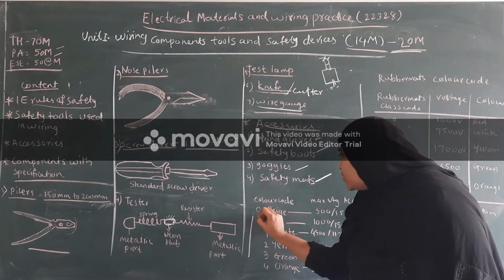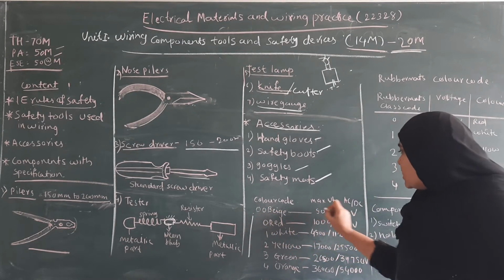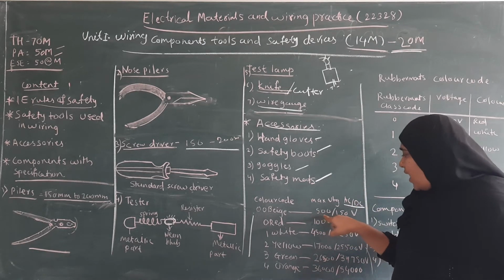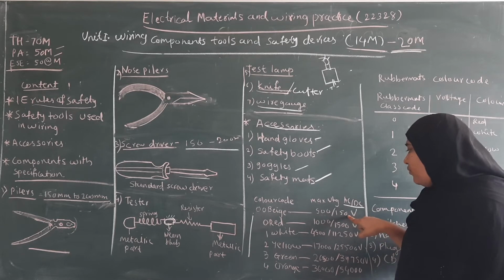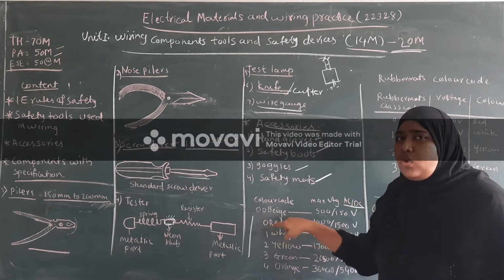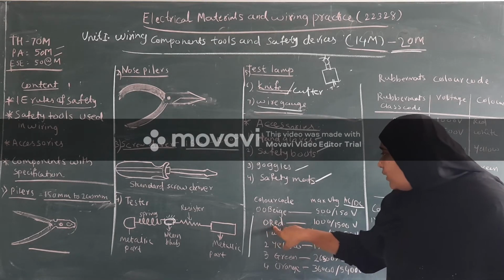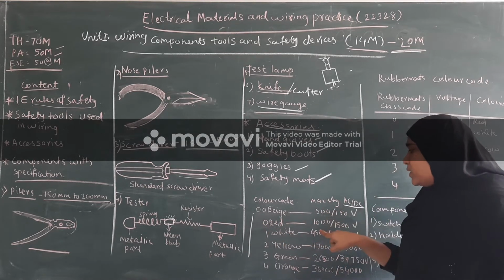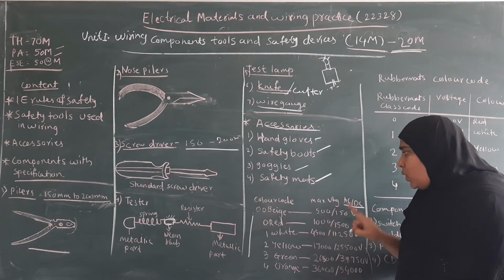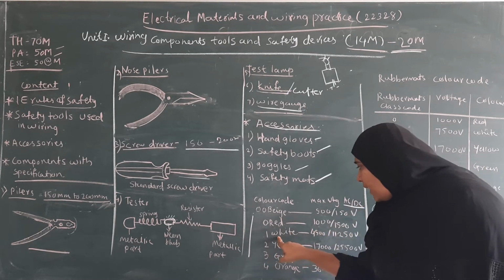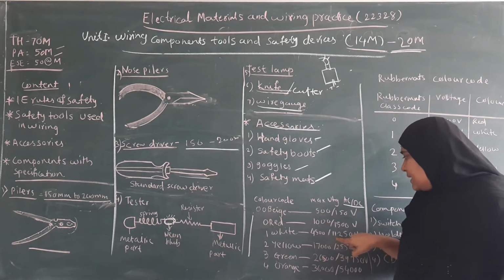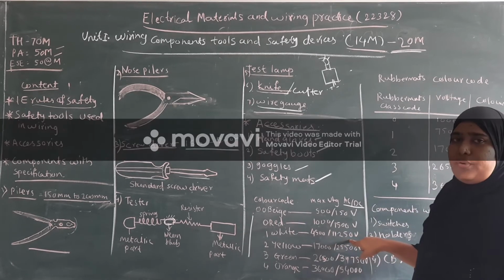When you use class 00, at this time the maximum voltage is AC 500 and DC 150 volt. Next, when you use 0 red, this is the color code of the hand gloves, the maximum AC voltage is 1000 and DC is 1500 volt. When you use 1 white, at this time the AC is 4500 volt and DC is 11250 volt.